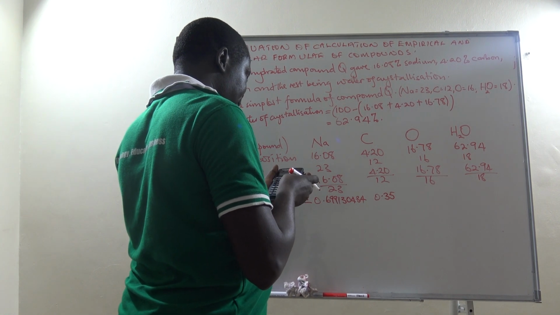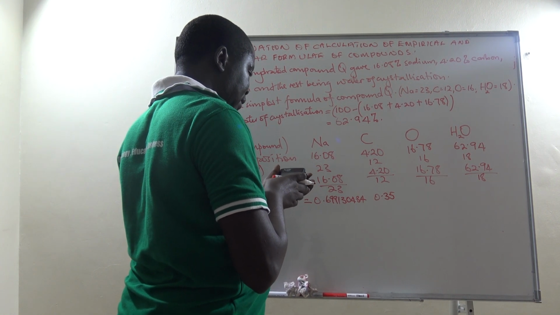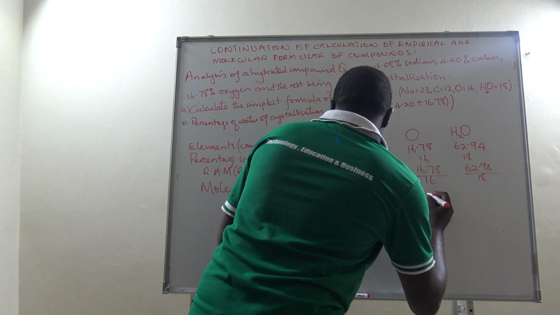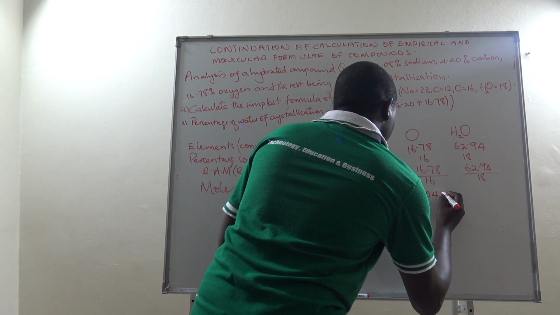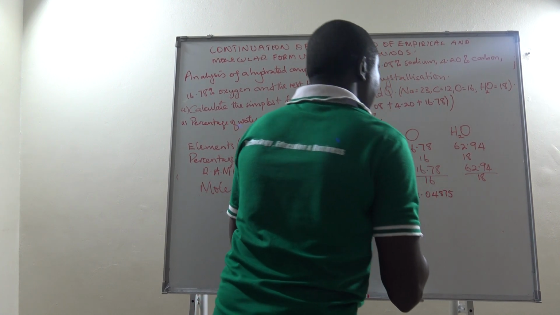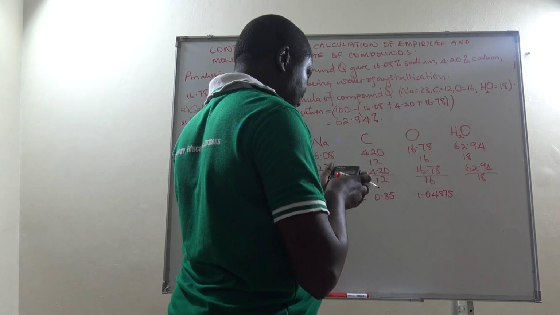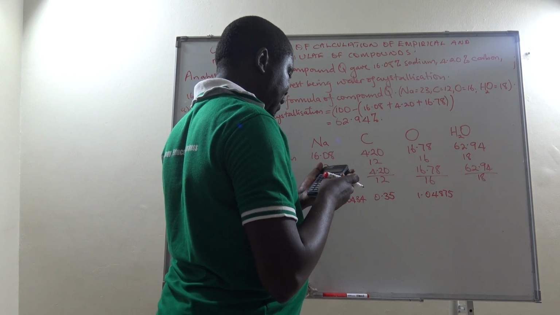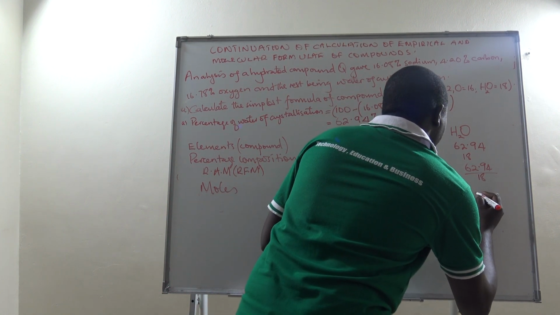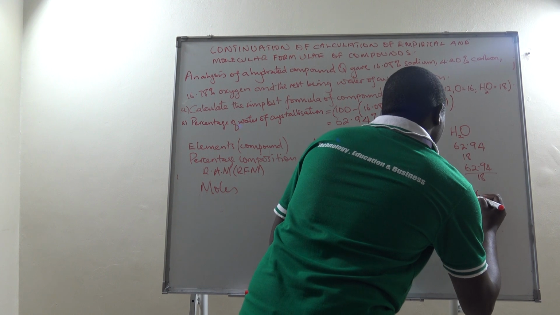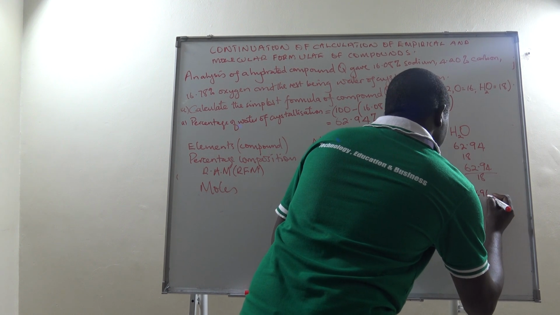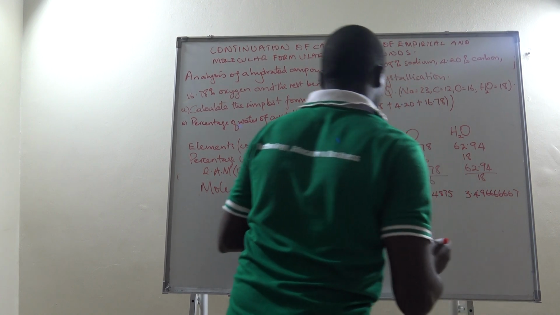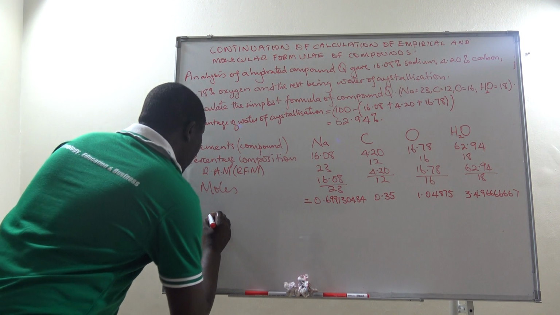Then for oxygen, it is 16.78. We are going to divide it by 16, and this one has given us 1.04875. Then for water of crystallization, it is 62.94. We divide by 18, which is 3.496666667. No rounding up. Let's go now to the mole ratio.